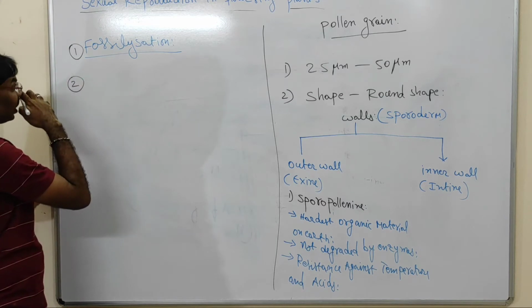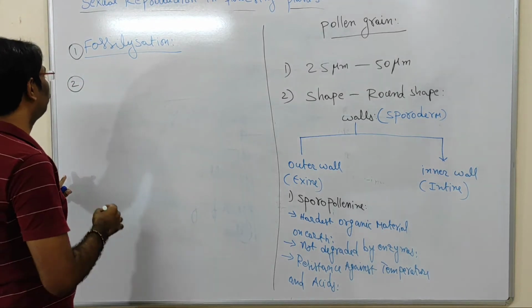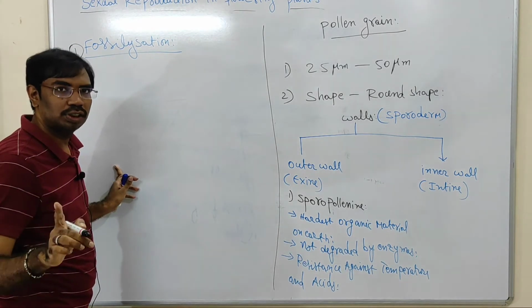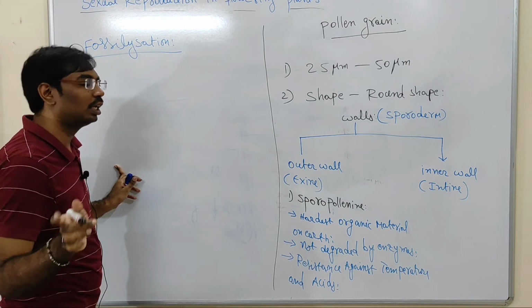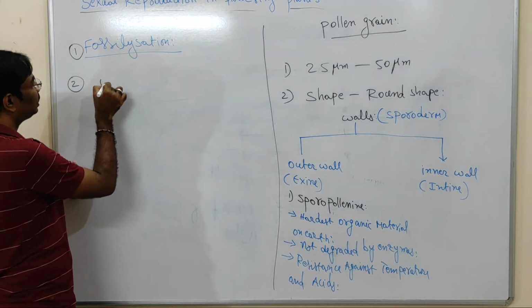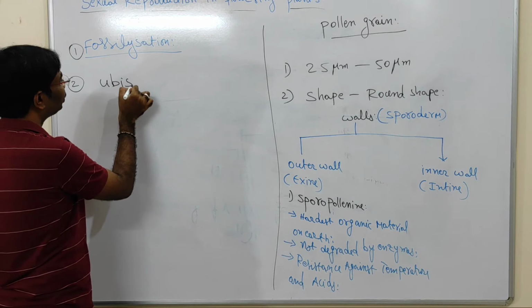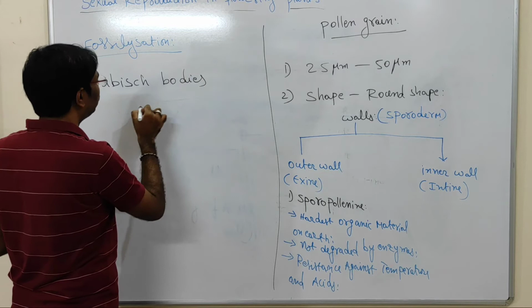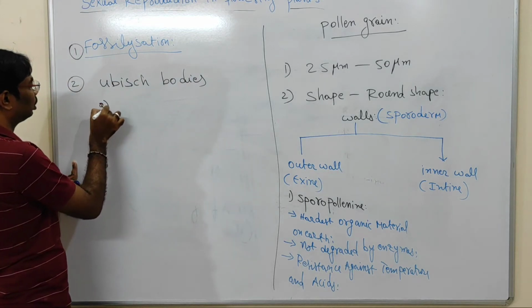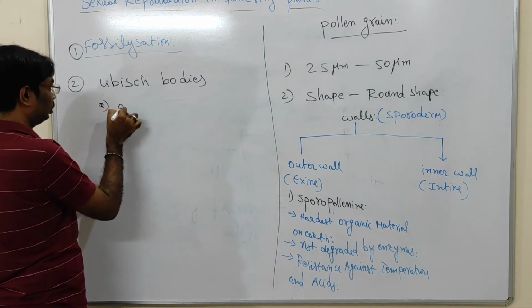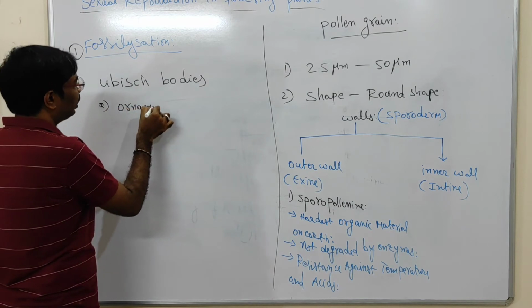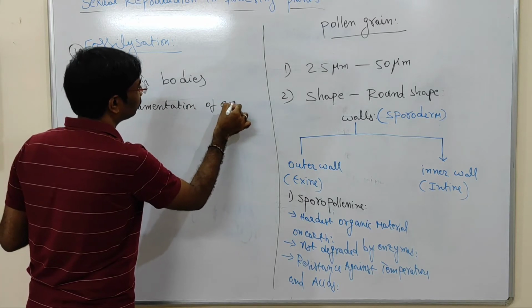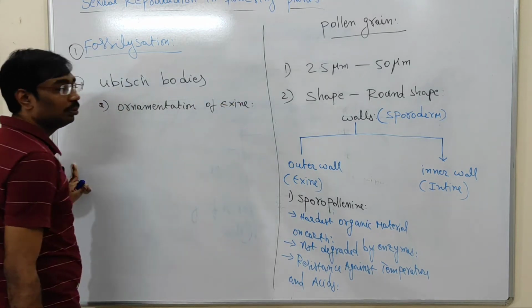Okay, and another one. With the help of this sporopollenin, we already discussed one point, that is Ubisch bodies. What is the function of Ubisch bodies? Yes, Ubisch bodies are important for the ornamentation of exine. Okay, what is the meaning of ornamentation?